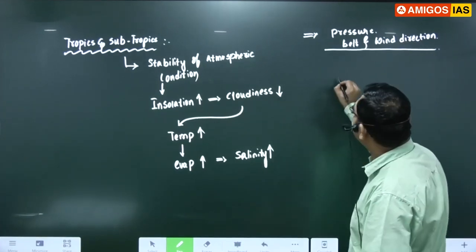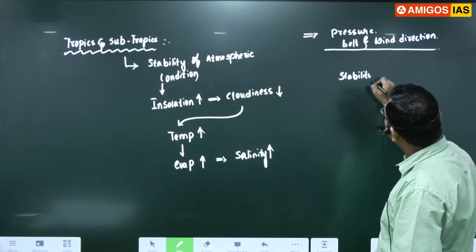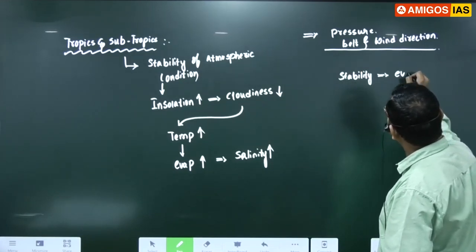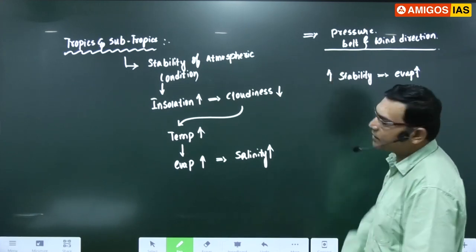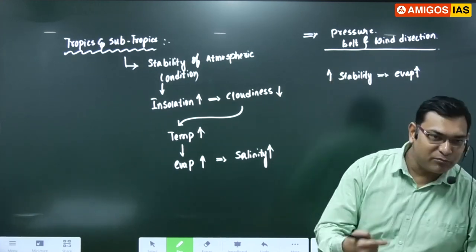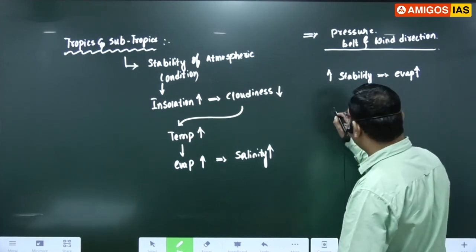Can I say that more stability in the region, more evaporation in the region? More stability, more evaporation. So tropics have more stability, more evaporation. No, very good. But look at here.